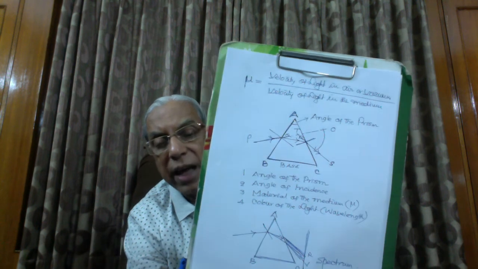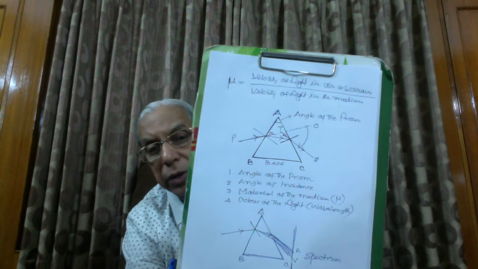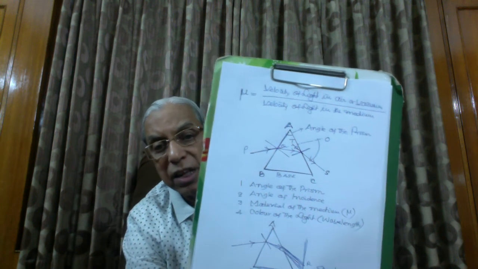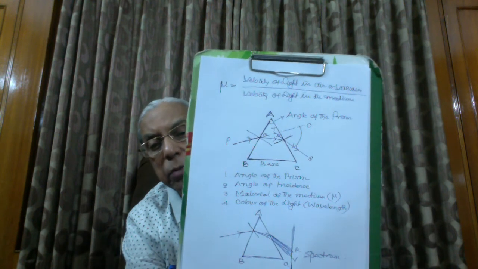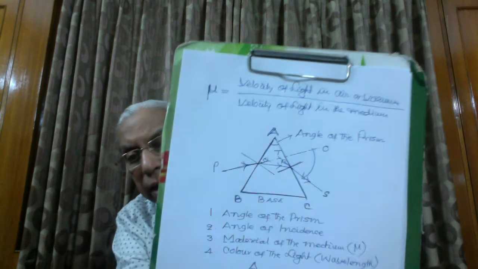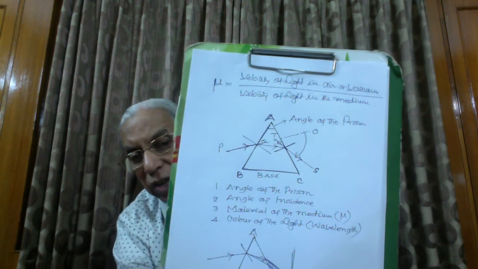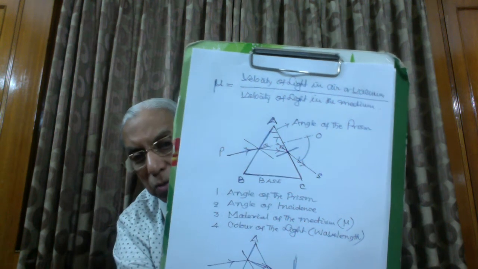How do you define angle of the prism? Angle of the prism is defined as the angle between the two polished surfaces of the prism. Here in the figure, AB and AC are the two polished surfaces. The angle between them is called angle of the prism. And BC is the ground face, that is the base of the prism.